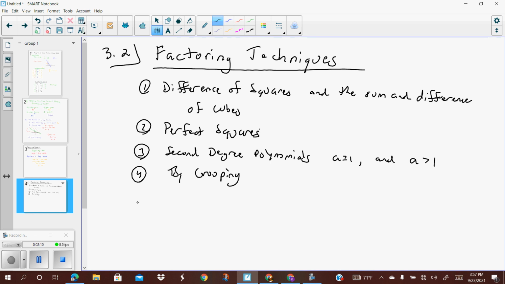Basically, those are quadratics. And then the last thing we're going to talk about is this concept called completing the square.